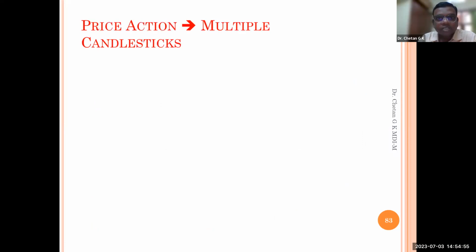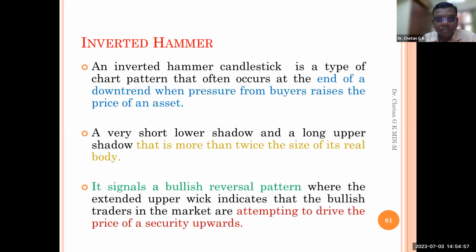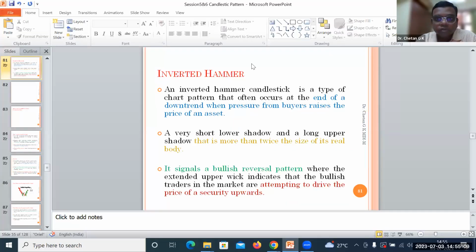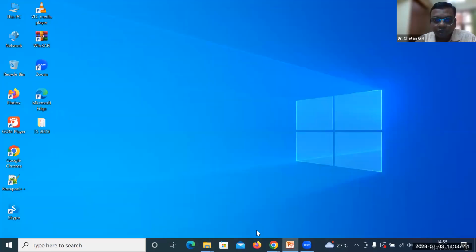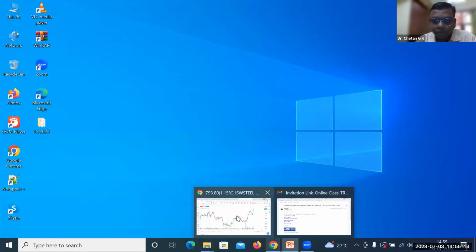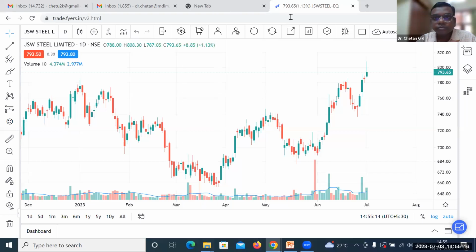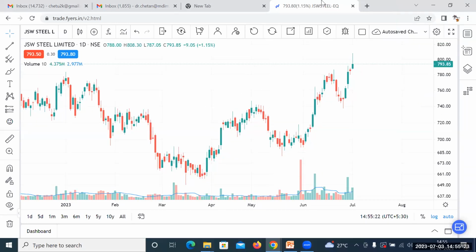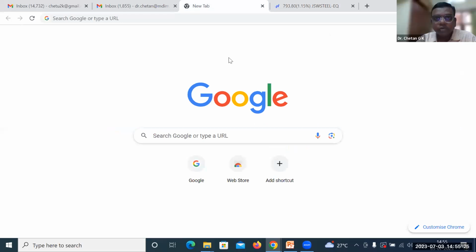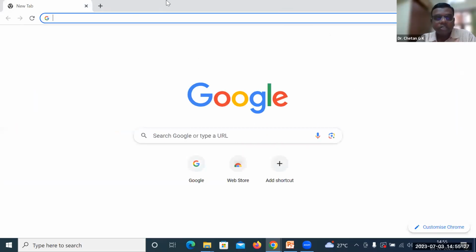So price action with multiple candlestick, what we do is we will pause here. We'll go to the live charts and we will discuss for a while whatever we have discussed regarding hammer and the shooting star, inverted hammer and everything. So evening star, all that. So then we will carry out our discussion. So I'll go to, is this visible? The chart is visible, class? Yes, sir.